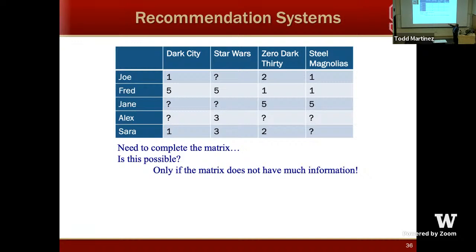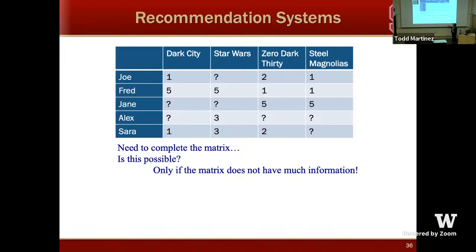So Joe here doesn't like Dark City. He's never seen Star Wars. He kind of likes Zero Dark 30. He doesn't like Steel Magnolias and so forth. Fred loves Dark City, loves Star Wars, doesn't like Zero Dark 30. And then there are question marks, and the question marks are places where the system has no idea. It doesn't know whether you like that movie or not. You didn't watch it. You didn't hover over it. It has no idea.